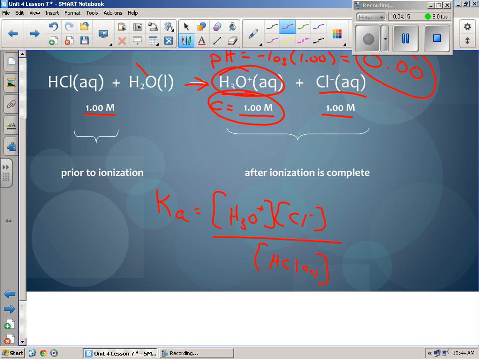We don't include water because water is a liquid, and what else don't we include? Solids, right? So we don't include those in the Ka expression, or the Kc expression that we did the other day, or the Kw for that matter, okay? Look, what happens when I put this in? I put in 1 molar for this, 1 molar for that, and I put that all over 1 molar. What do I get as a Ka value? The Ka value turns out to be 1. Okay?